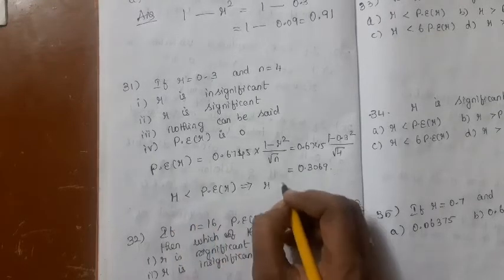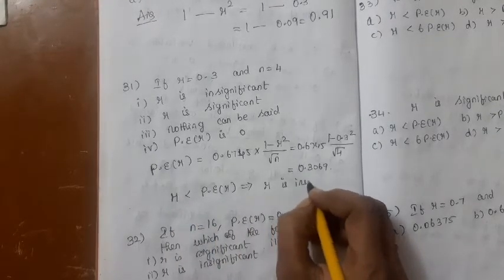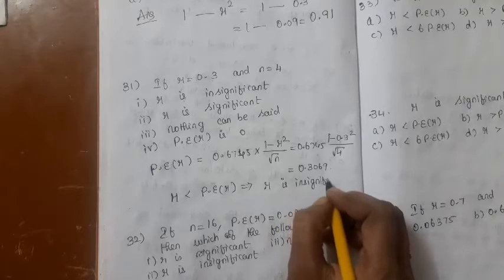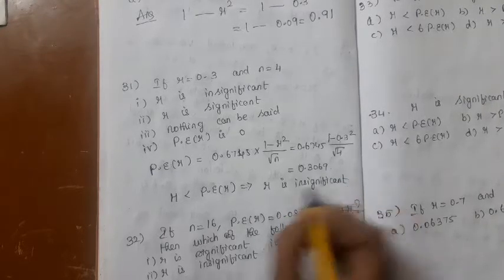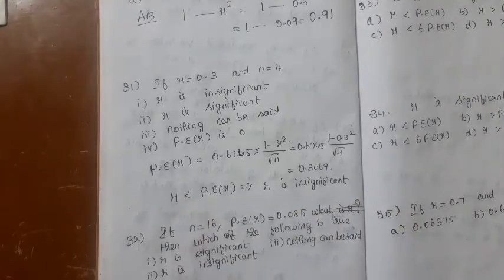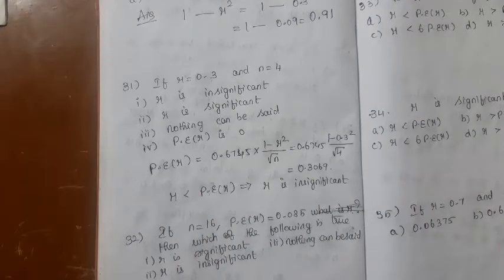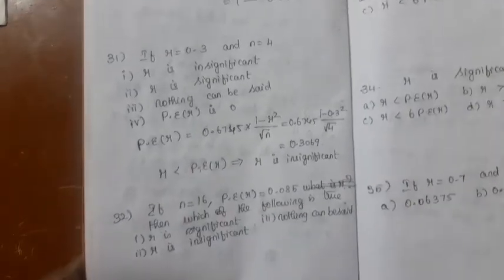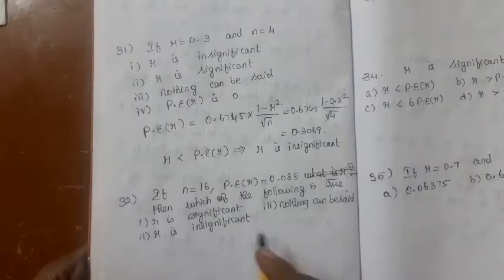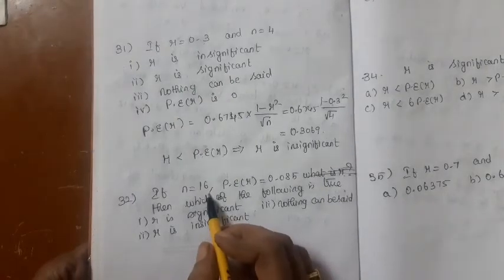implies R is insignificant. Okay, I have given 3 rules in the beginning, right? If R is less than probable error of R, R is insignificant. If R is greater than 6 times probable error of R, it is significant. Okay, let us come to the next question.